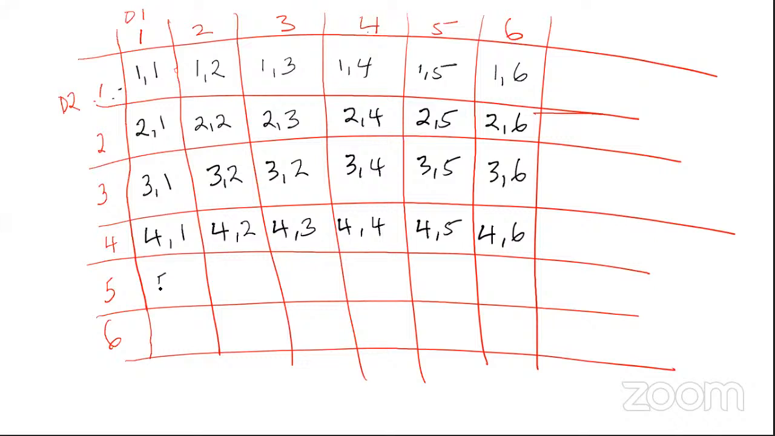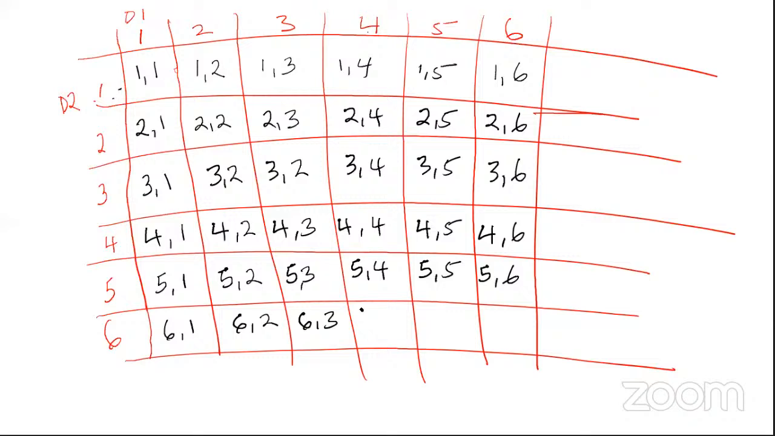Then 5, 1, 5, 2, 5, 3, 5, 4, 5, 5, then 5, 6. Correct. 6, 1, 6, 2. Good. 6, 3, 6, 4, 6, 5, then 6, 6. Thank you. All right, thank you.